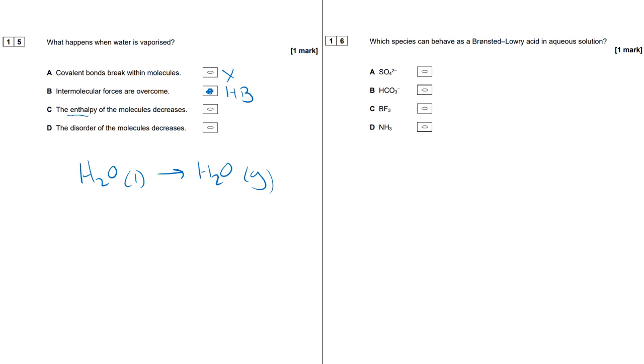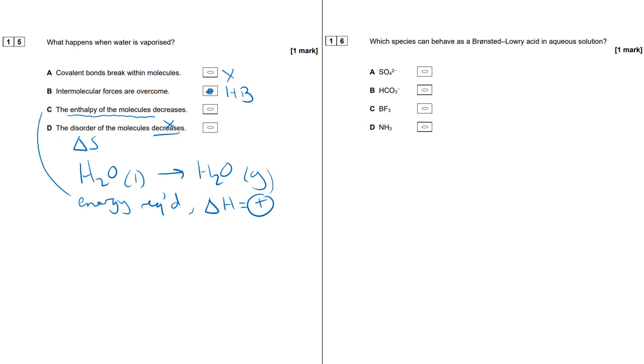When you break those intermolecular forces, energy is required. So if energy is being put into the system to break the intermolecular forces, that would mean the enthalpy change is positive. Similarly, if we were to look at delta S, something going from a liquid to a gas, you're increasing the disorder. So it becomes more disordered when it becomes gaseous. So C and D are incorrect statements there.